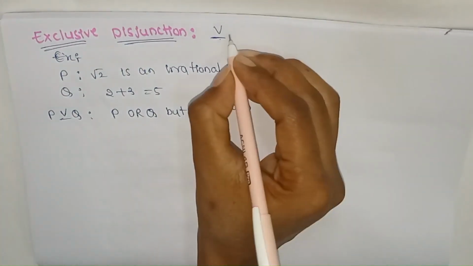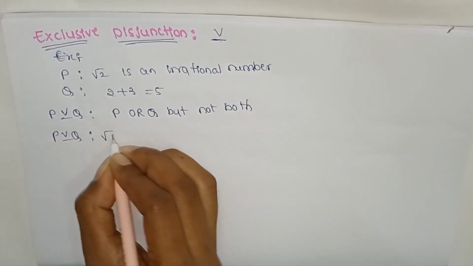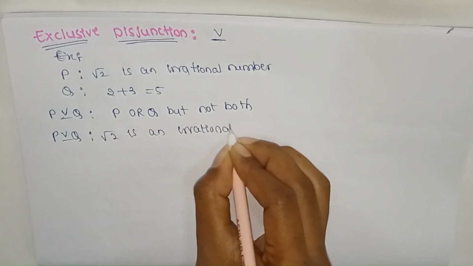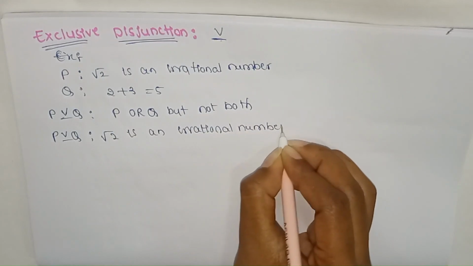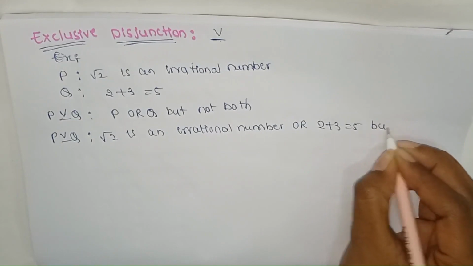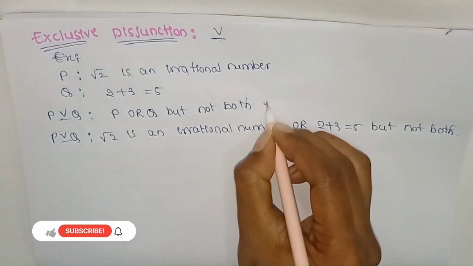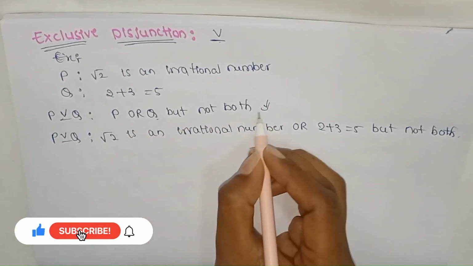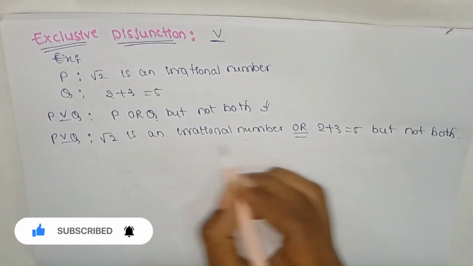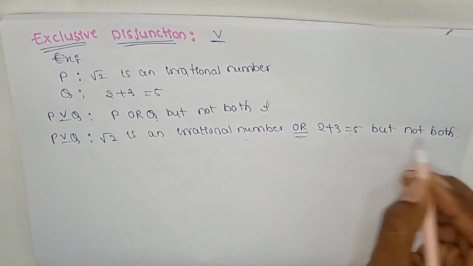Now apply the exclusive disjunction to these statements, which is root 2 is an irrational number or 2 plus 3 is equal to 5, but not both. Here we have this statement as P or Q but not both. Here P is root 2 is an irrational number, and these two are connected by OR. Q is 2 plus 3 is equal to 5, but not both.